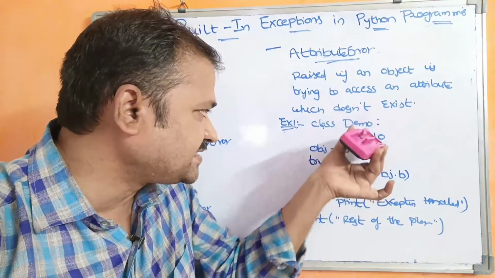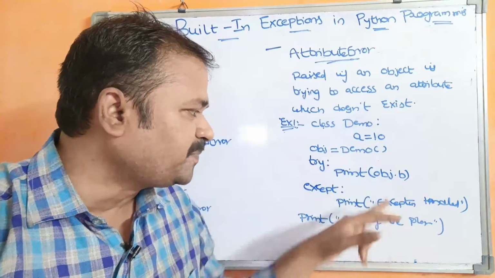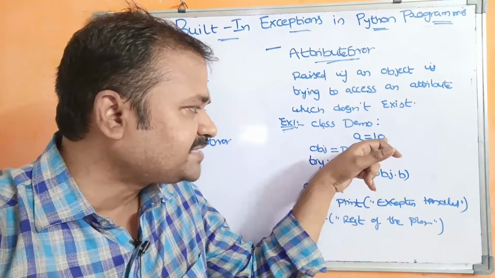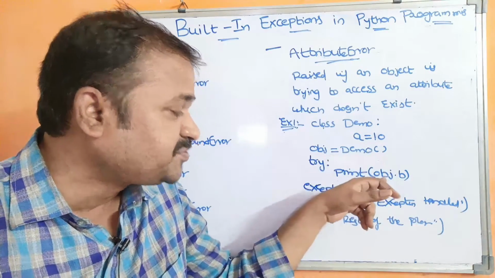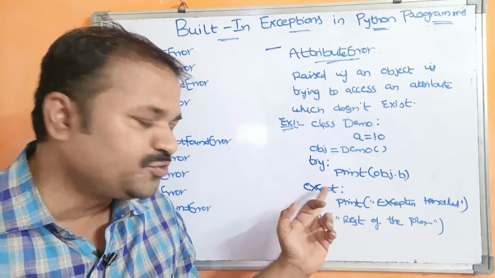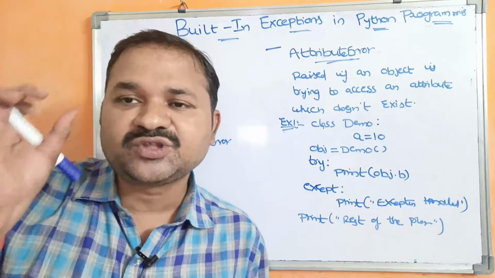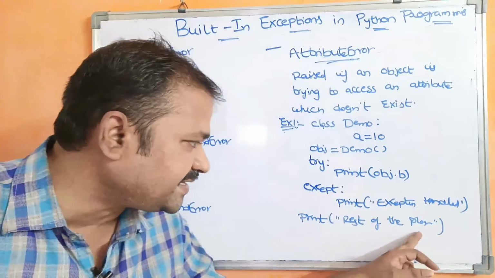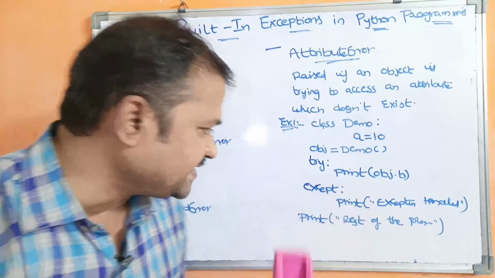First, class, a is equal to 10, object is created. Try, print of obj.b. Here the object is trying to access an attribute which doesn't exist. So it throws an exception. That exception will be thrown to the except block. So the except block prints exception handled, and after that the rest of the program is going to be executed. Okay, so that is the output.